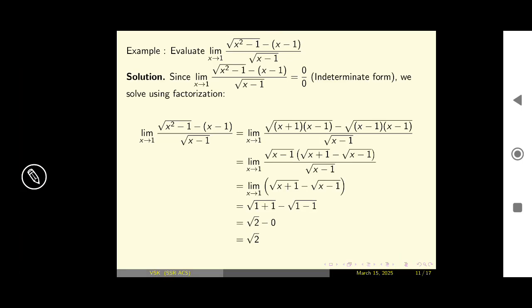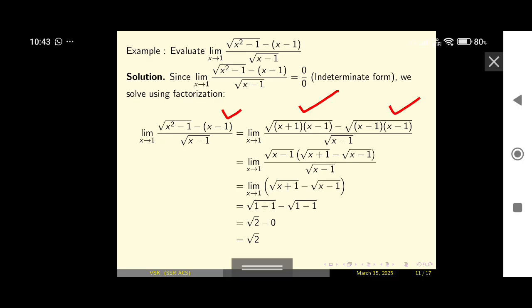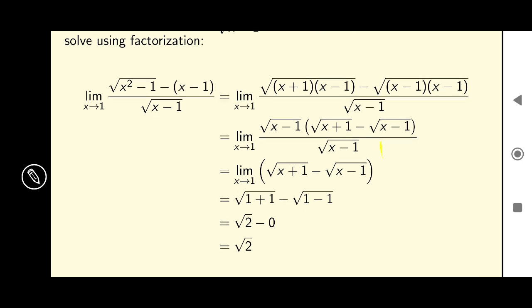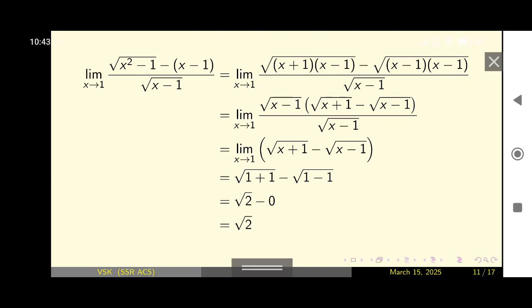Now this is also the case of 0 by 0. Here we apply the formula a square minus b square as a plus b into a minus b, and the second expression can be written like this, and from these two we take common under root x minus 1, and this will be cancelled with the expression in the denominator. You will be left with this expression. Now put x is equal to 1, there is no problem, you get under root 2 minus 0, that is, the final answer is under root 2.